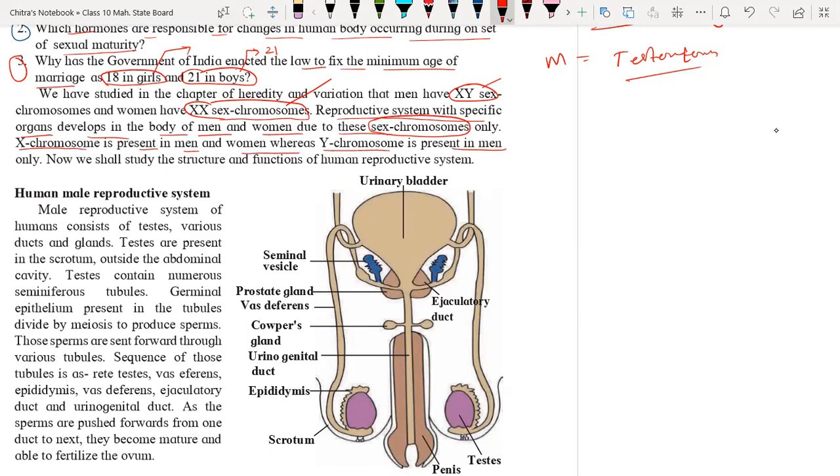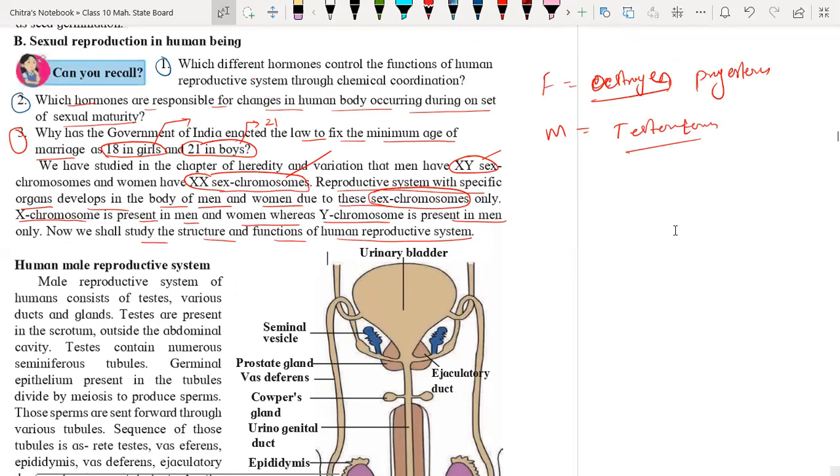Okay. Now we shall study the structure and function of the human reproductive system. So I want everyone to take a screenshot of that. Then we are going to move further.